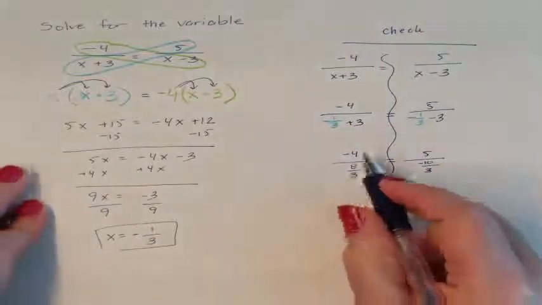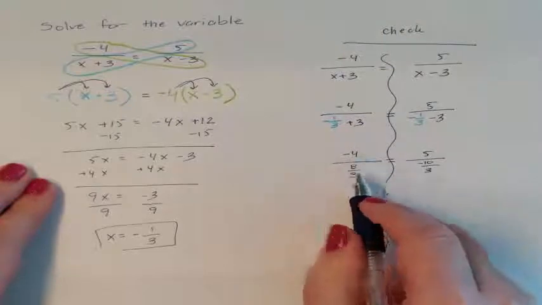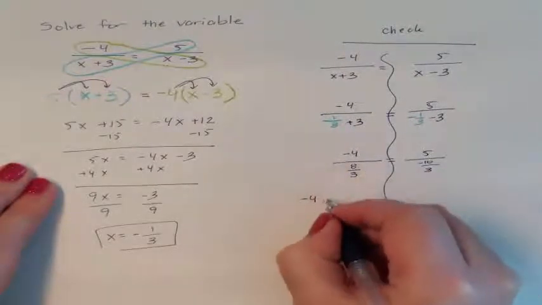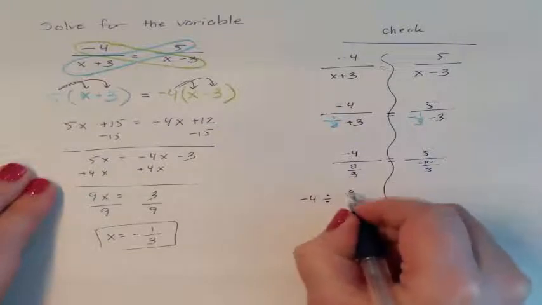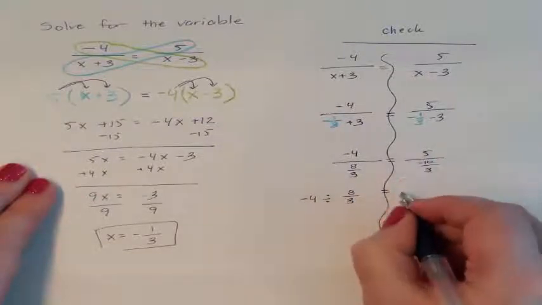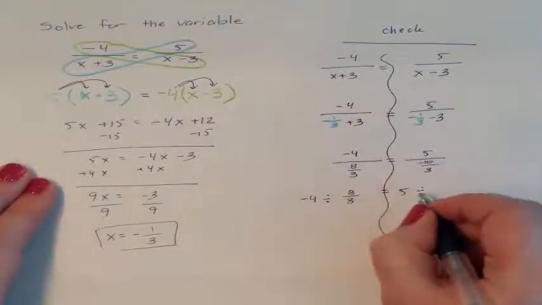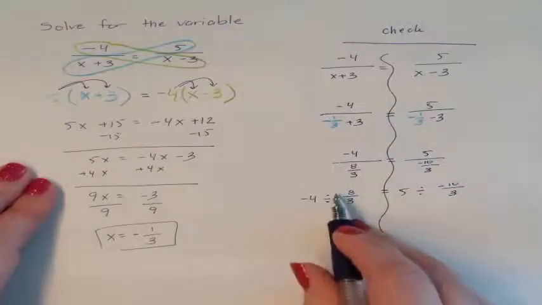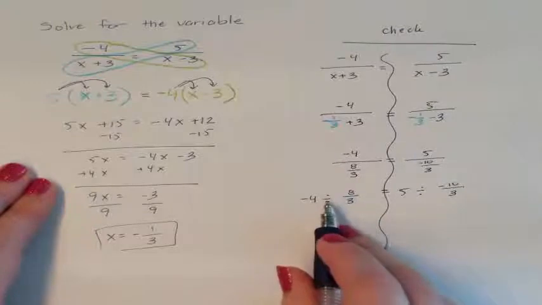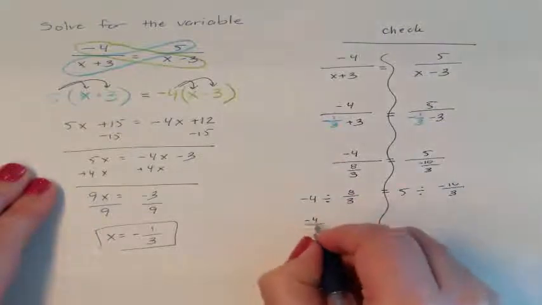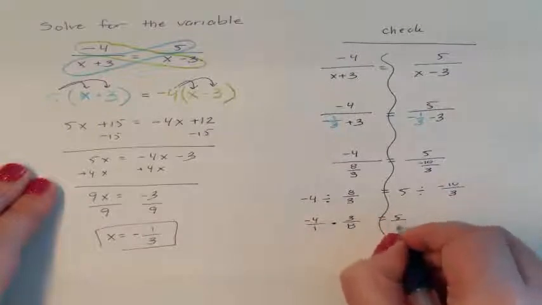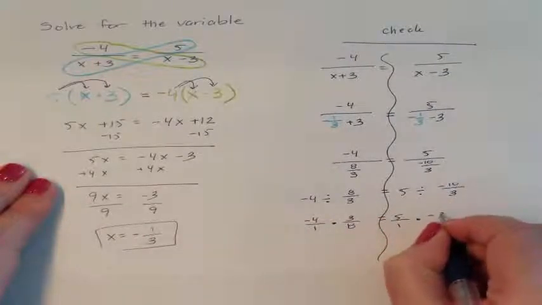So now I have a fraction within a fraction, and if I have a fraction within a fraction, this says negative 4 divided by the fraction 8/3. This says 5 divided by the fraction negative 10/3. If you remember operations with fractions, you're supposed to keep, change, flip. So here's my keep, my change, and my flip, my keep, my change, and my flip.